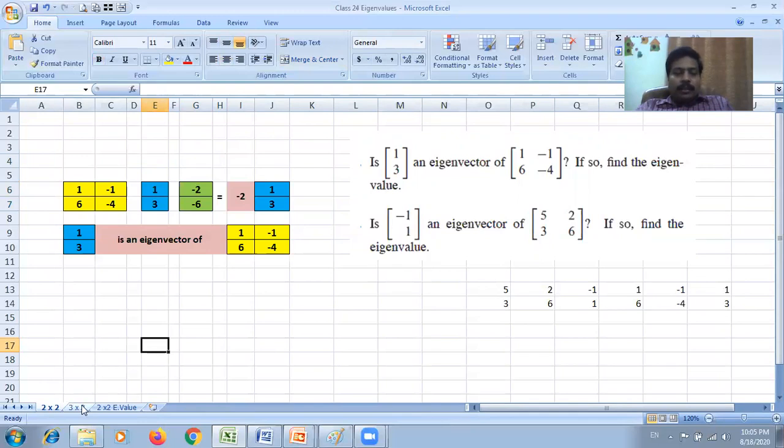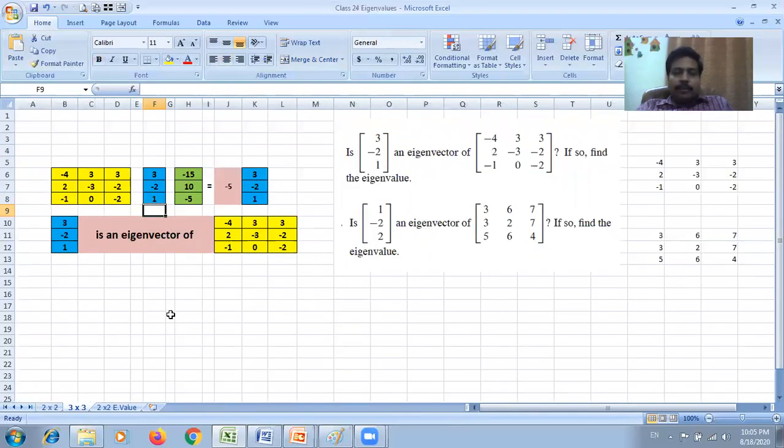So similarly, we can solve 3 by 3 matrix problems also. This is another problem. Is 3, -2, 1 an eigenvector of -4, 3, 3, 2, -3, -2, -1, 0, -2? If so, find the eigenvalue. So these values are here: -4, 3, 3, 2, -3, -2, -1, 0, 2. And we are just multiplying this vector 3, -2, 1.